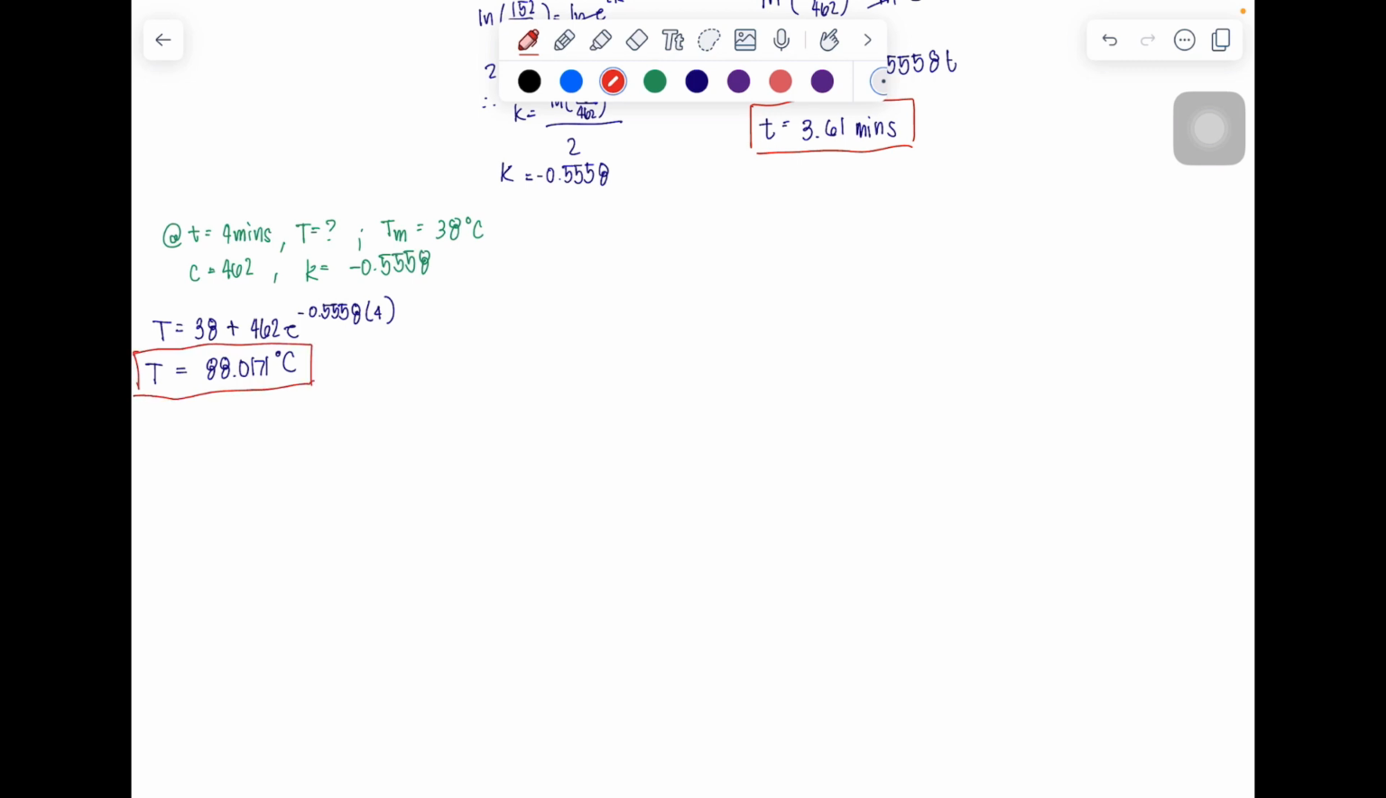All right, so that is one application of the first order differential equation.